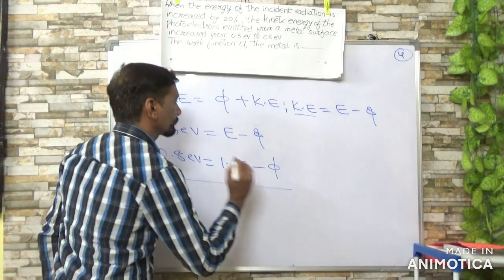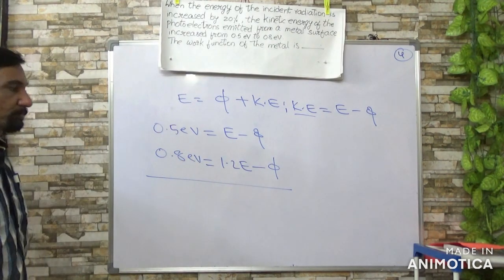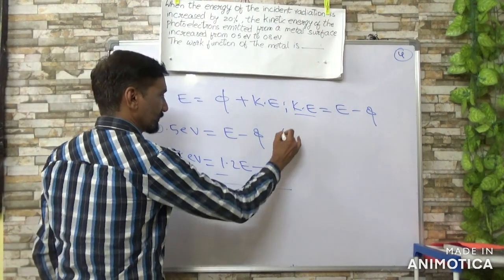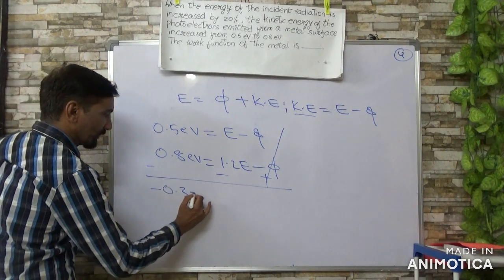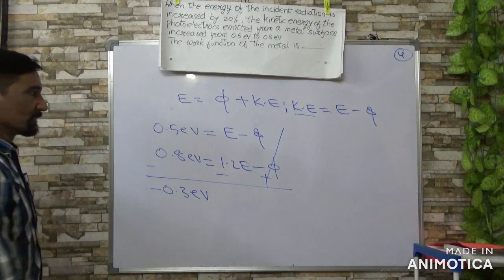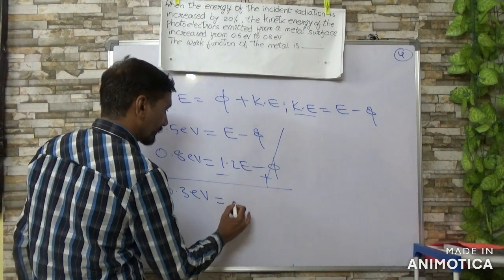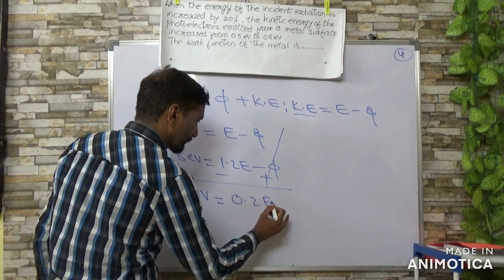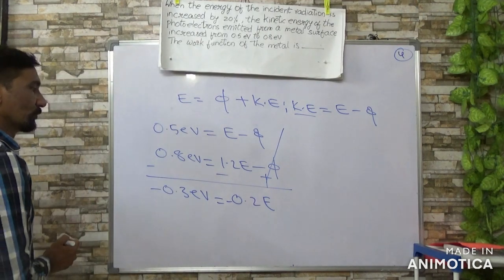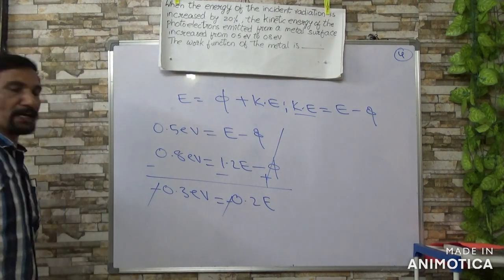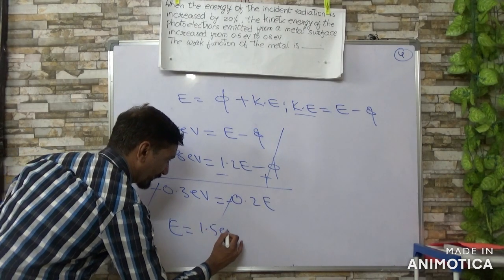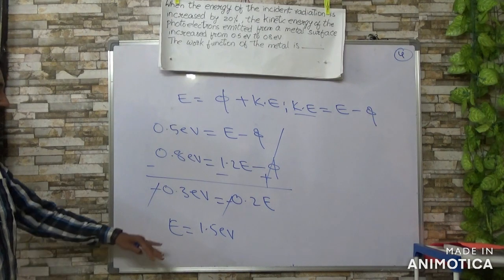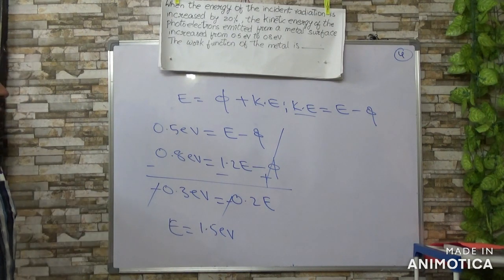Okay, now, when you subtract, the minus 0.3 eV cancels, right? You can take 0.2 eV minus, and the minus is cancelled. So the total energy is equal to 1.5 eV. Okay, so you know total energy is 1.5 eV. You can substitute anywhere to find the work function.